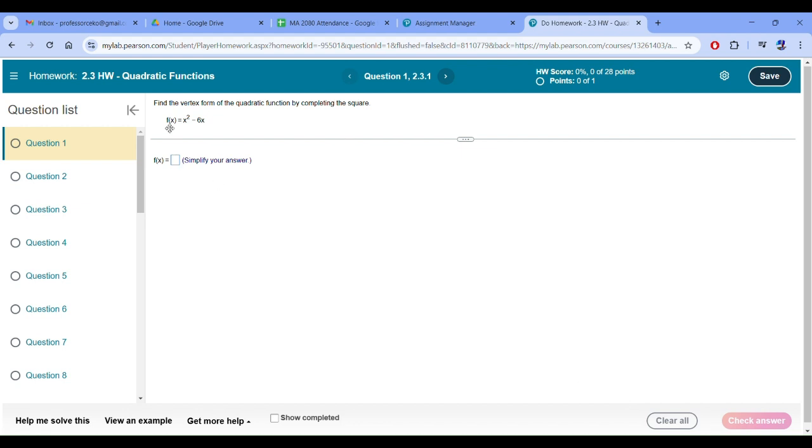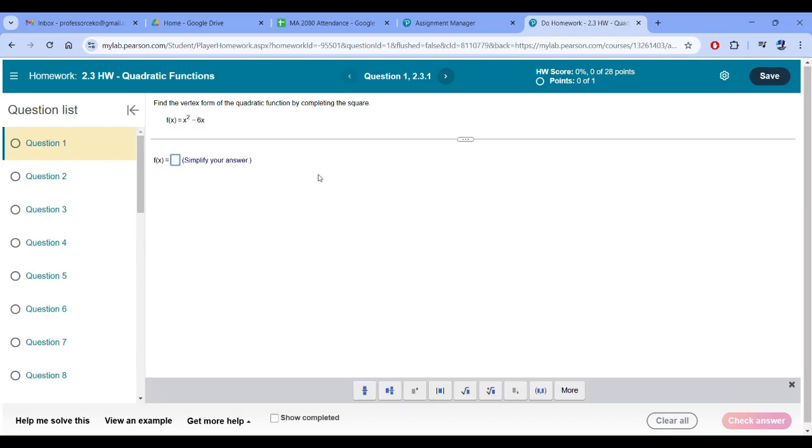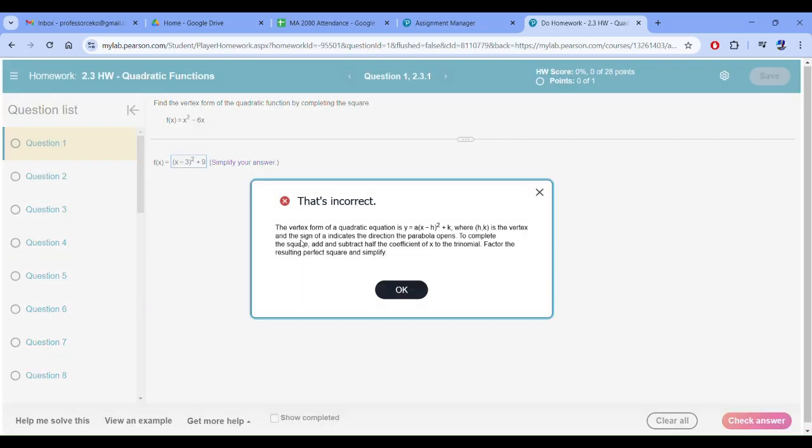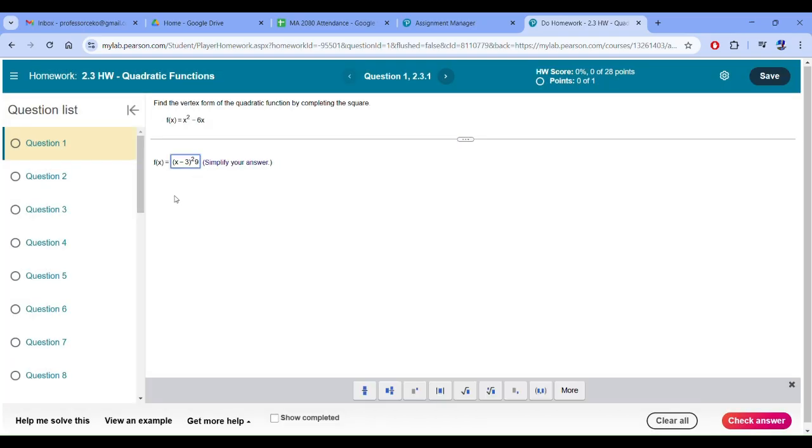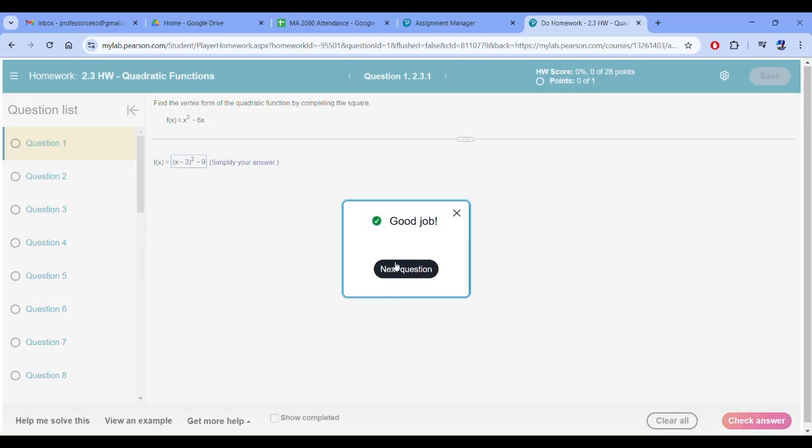So, find the vertex form of the equation. Here, if you take 6 divided by 2, that's 3. 3 squared is 9. And then that becomes parentheses, x minus 3 squared plus 9, and then minus 9, because the plus goes on the inside to factor it out. When you multiply, the plus 9 is on the inside.